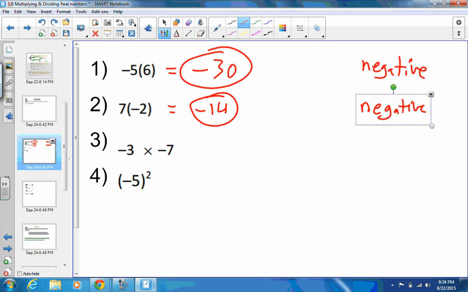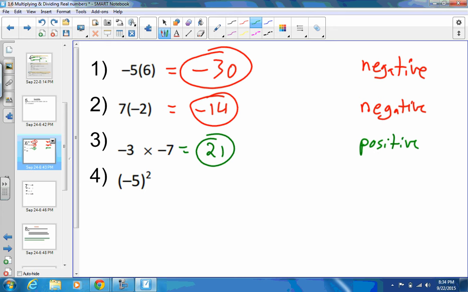All right, number 3, we have a negative times a negative. So same signs. When you have two of the same signs multiplied together, you end up with a positive result. And that's going to be positive 3 times 7 is 21.